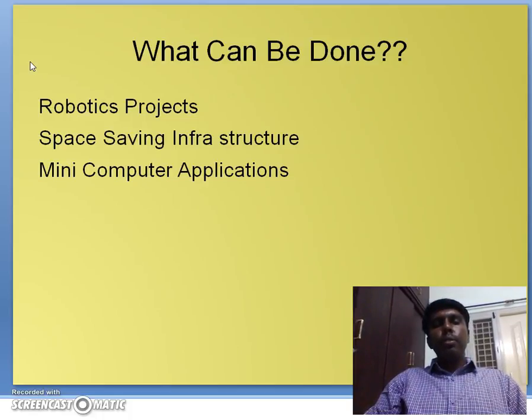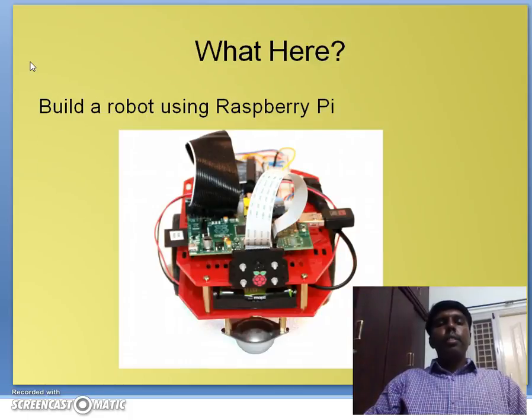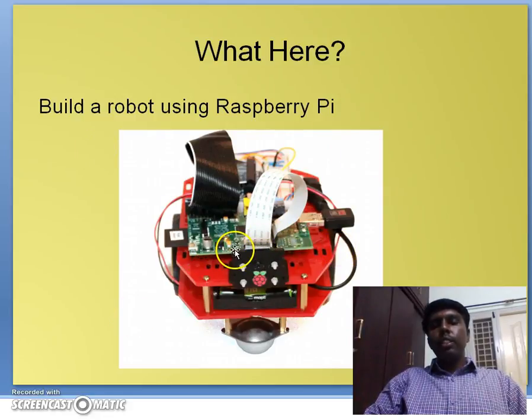So what we are going to discuss today is a robotic vehicle using a Raspberry Pi, and the prototype is as shown on the screen. It is a Raspberry Pi console, and you have a chassis kit for the robotic vehicle, and then you are connecting all these things to a GPIO controller.